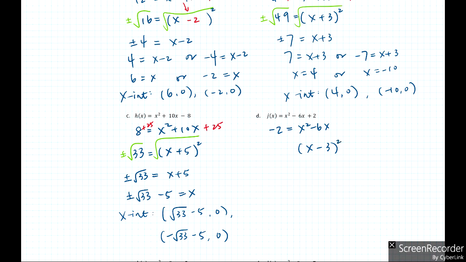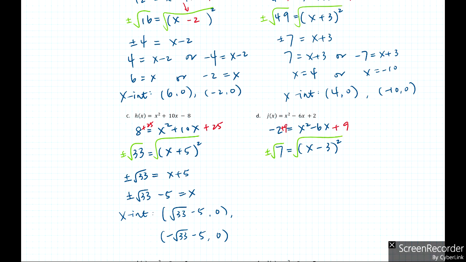We want it to be a perfect square. And then we want to think about what's the additional term we have to add. It comes from last times itself. Negative 3 times negative 3 would be positive 9. So we're going to add 9 on both sides, and that gives us 7. And this becomes very similar to what we did in part C by taking the square root.